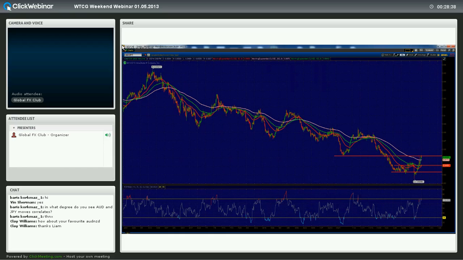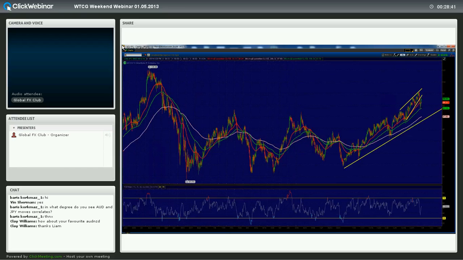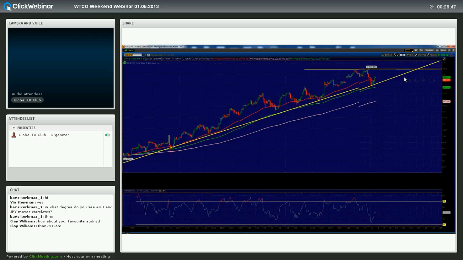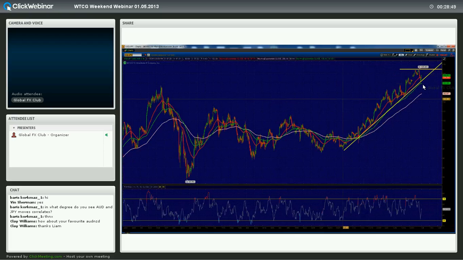Did CAD Yen, Kiwi Yen, Aussie Yen. Dollar yen, this is the dollar yen channel. It's been holding pretty well. Watch out for these 105.50 highs, basically again.